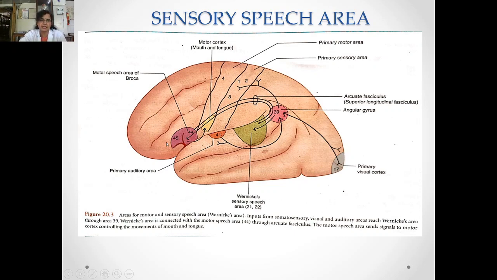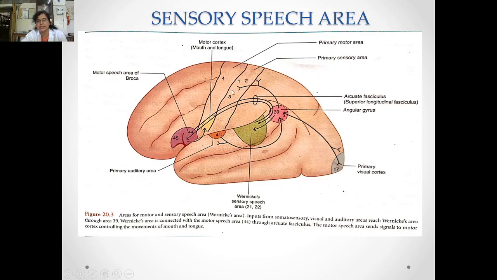In this diagram, that is the superolateral aspect of the cerebral hemisphere, you can see that anteriorly, in the inferior frontal gyrus, there is the motor speech area. Then in the inferior parietal lobule, there is area number 40 and area number 39, and in the superior temporal gyrus, there is Wernicke's sensory speech area, that is, mainly area number 22 and also area number 21.